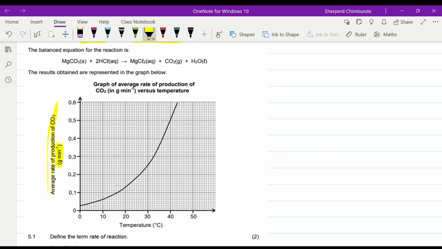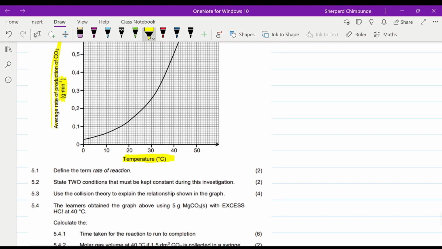As you can see, on the x-axis we have temperature. So if we look at our graph, if we just look at what's happening to temperature and average rate of reaction, we can see that as you increase temperature, the average rate of reaction is increasing. So at 40 we are having something like 0.5 grams of carbon dioxide being produced.